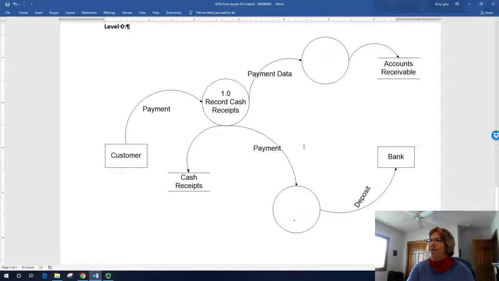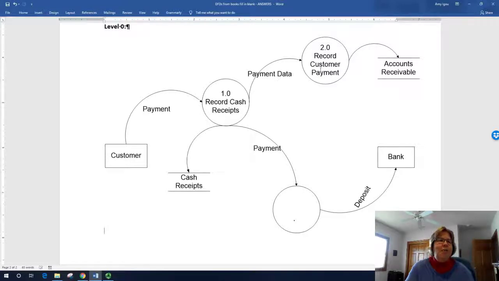Now that leaves what else we have here. First of all, we want our 2.0 here, and this will probably be a 3.0. Looking at what's coming in, the payment data gets sent in, and we have a data store going out with accounts receivable. More likely, we probably should have a double-sided arrow there. So this would be 2.0, something like update accounts receivable or record the customer payment. Either one would be perfectly fine.